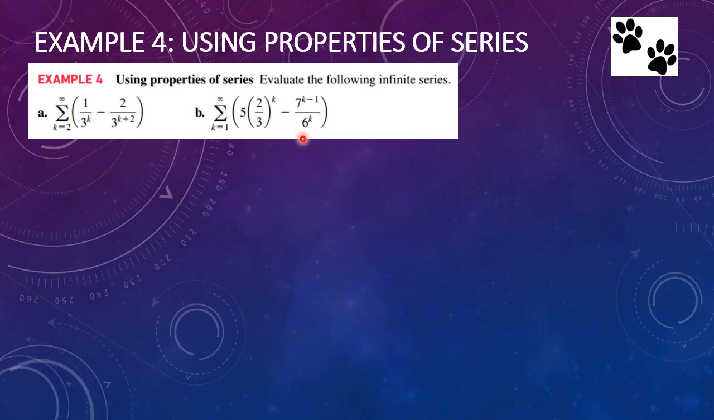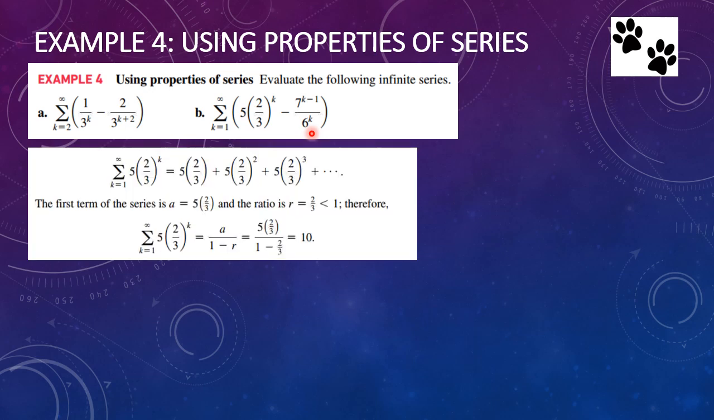The second series is a little more complicated, and so we need to figure out what's going on there. Well, the first series is pretty straightforward. If r equals 2/3, the first term will simply be 5 times 2/3 to the 1 power. And so a over 1 minus r is easy to calculate, and we get the value of 10 for the first series. Now the second series, we have to figure out what's going on, and a good way to do that might be to just plug in some values and see what's happening.